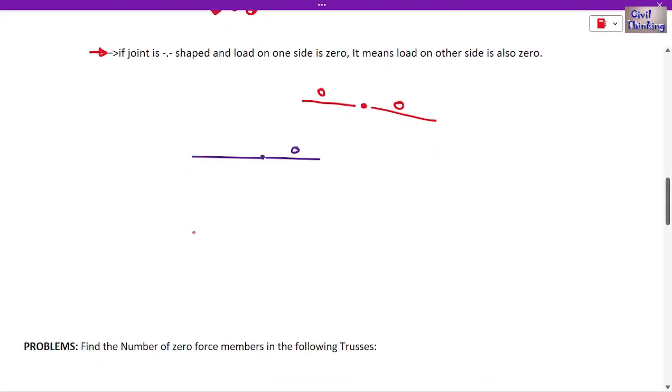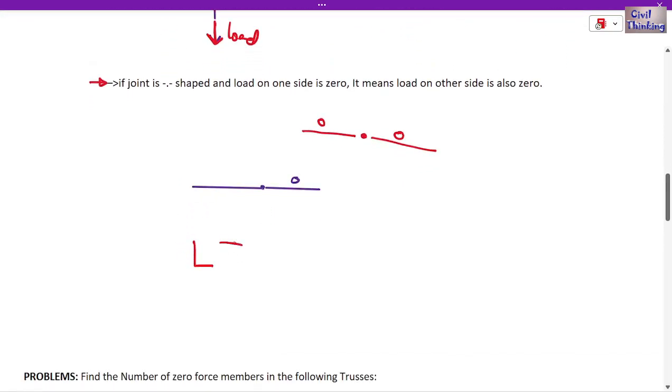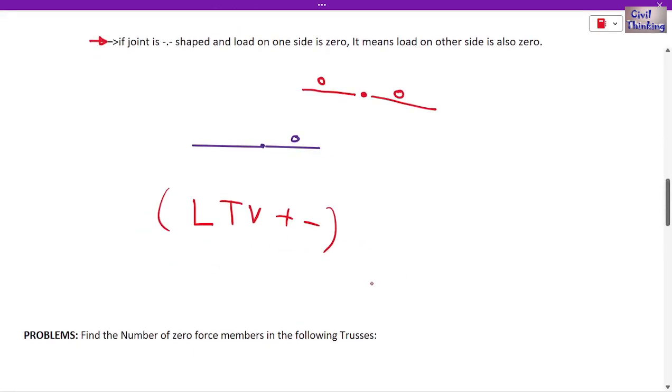Okay, now you can remember this trick: L, T, V, plus, minus. Now another concept is this. For example, you have a truss like this, and now you have a force in this direction. This force and this member are collinear, right? They are making an angle of 180 degrees, and this one is at an angle of 90 degrees, then this is also a zero force member.